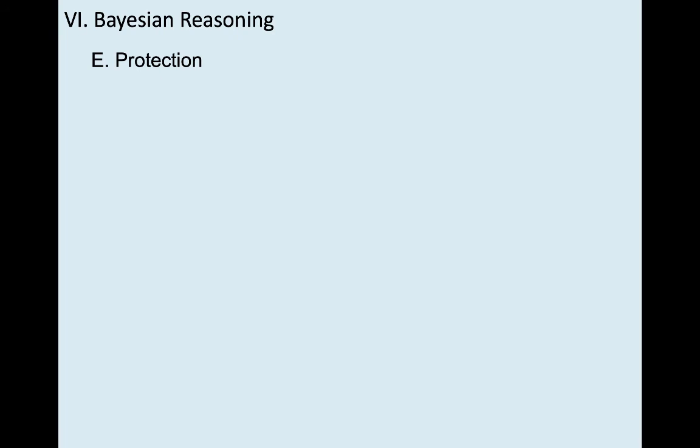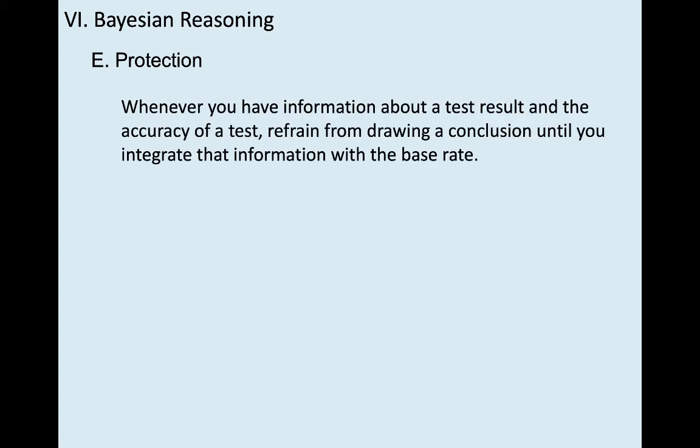Okay, so we're going to continue now by talking about how to protect yourself from making the base rate fallacy in cases like this. First, whenever you have information about a test result and the accuracy of a test, refrain from drawing a conclusion until you can integrate that information with the base rates. So if someone tells you, and I can't emphasize this enough because people are so tempted to not do this, if someone tells you that you tested positive on a test that's 90% accurate, you should not draw any conclusion about the probability that you have the thing the test was testing for. Nothing at all. It tells you nothing.